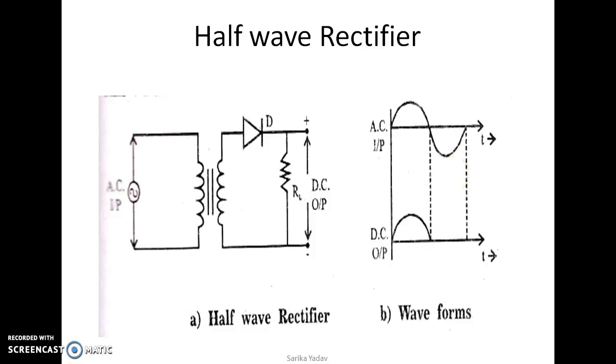As this rectifier works only for one half cycle, hence it is called as half wave rectifier. If I reverse or change the direction of this diode, this will work only for negative half cycle. Now we will see the full wave rectifier.